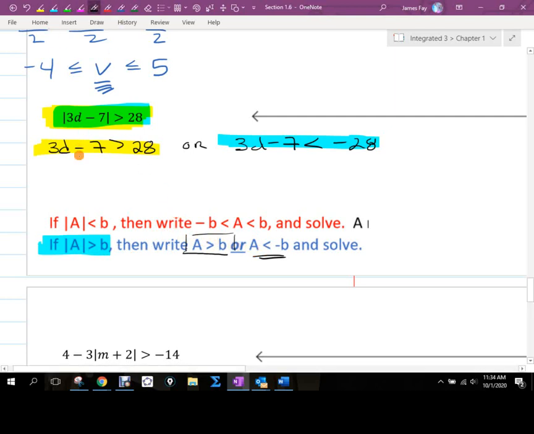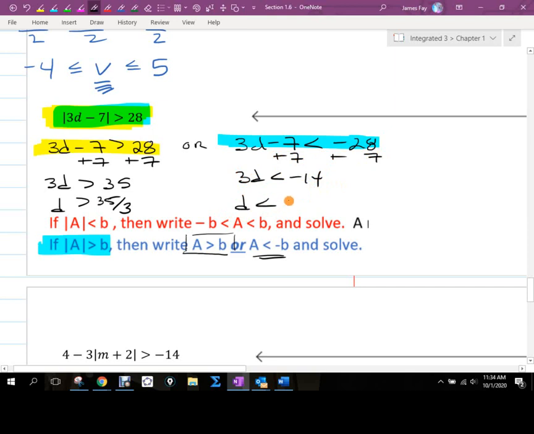Now, if I solve these, I'm going to add 7 and add 7, so I get 3D is greater than 35, and then D is greater than 35 thirds. Just leave that alone. Then I'll add 7 here, add 7, so we get 3D is less than negative 14. So D then is less than negative 14 thirds. And again, I'll just leave that alone. I won't simplify those. I know that 35 thirds is to the right of negative 14 thirds.